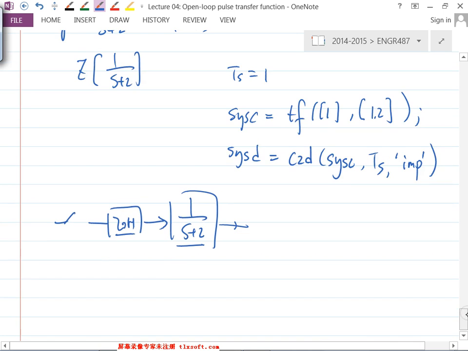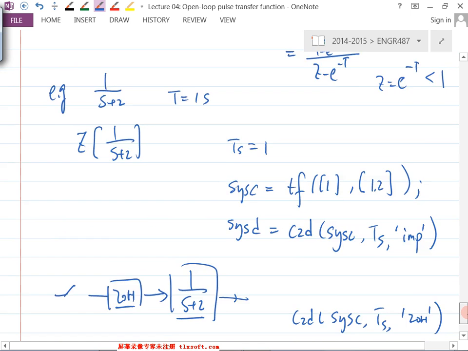And what you do is, in this case, everything is the same thing. C2D, sysc, Ts, same thing. The option in here, ZOH. So when you use option ZOH here, MATLAB will automatically insert the zero order hold here, and then calculate the results, and you will get this.